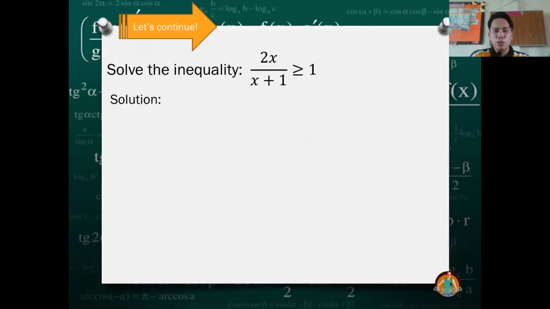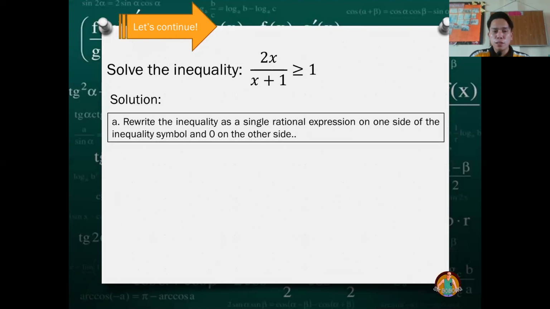Sige, let's continue. Solve the inequality 2x over x plus 1 is greater than or equal to 1. So we will have the solution. For rule A, rewrite the inequality as a single rational expression on one side of the inequality symbol and 0 on the other side. So this inequality daw, gagawin natin siyang single rational expression. So, ibig sabihin, yung 1 there, ililipat natin sa left side. Okay? So, isasama natin siya sa 2x over x plus 1 at sa right side is 0 dapat. Okay? So, to do that, we're going to eliminate 1 by subtracting 1 in both sides.